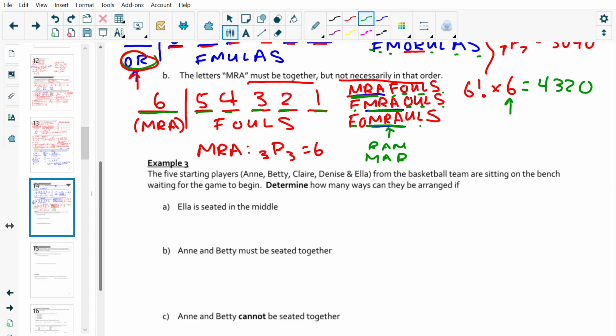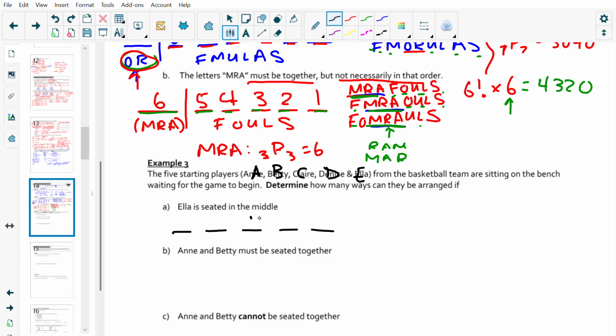All right, example 3. 5 starting players, Anne, Betty, Claire, Denise, and Ella from the basketball team are sitting on the bench waiting for the game to begin. Determine how many ways they can be arranged if Ella is seated in the middle. So I'm going to abbreviate these names. A, B, C, D, E. 1, 2, 3, 4, 5. Okay. I'm going to do this with the fundamental counting principle.